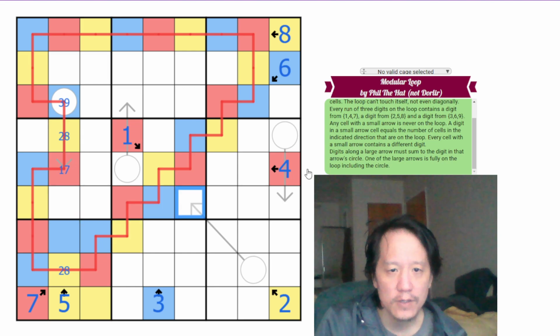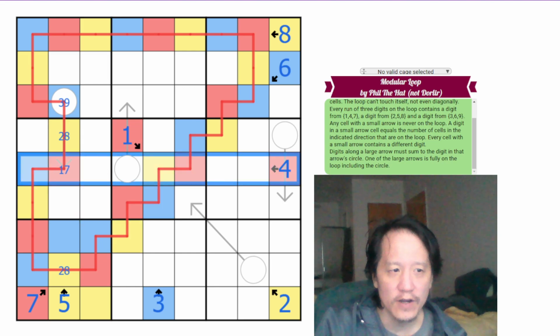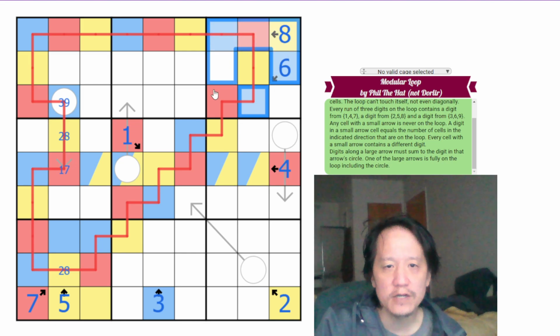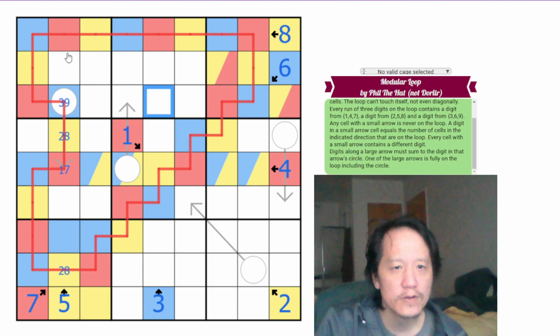Okay. In row 5, we have 3 reds. So this is blue or yellow, and this is blue or yellow. I don't know if that's helpful. We'll see. In box 3, we have 3 blues, and that's it. So this is red or yellow, and this is red or yellow. Not helpful.